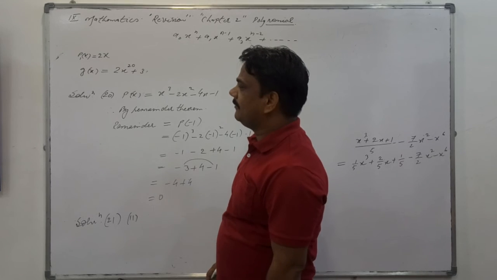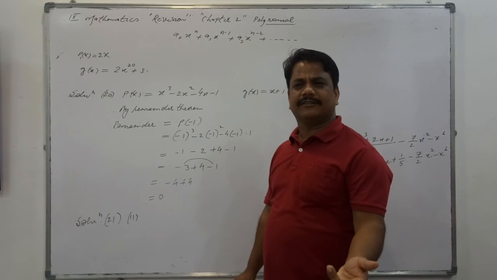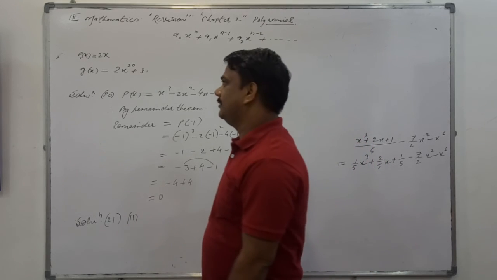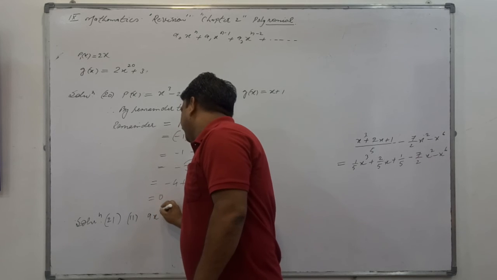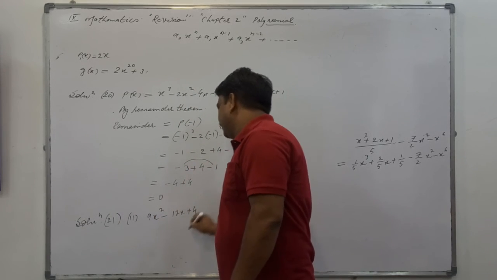This is not a given. Factorization, this is not by middle term splitting. It is the formula method, easily can solve. Middle term splitting you want to know: 9x square minus 12x plus 4. You may see that.